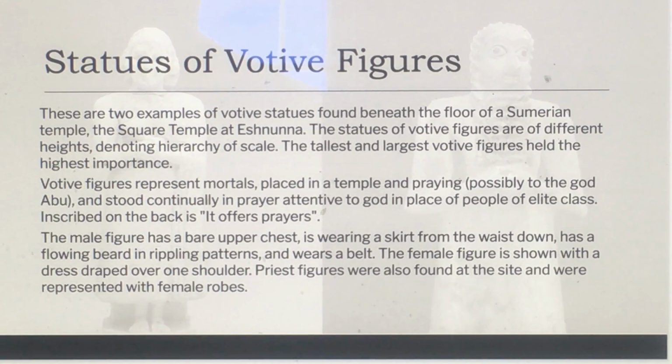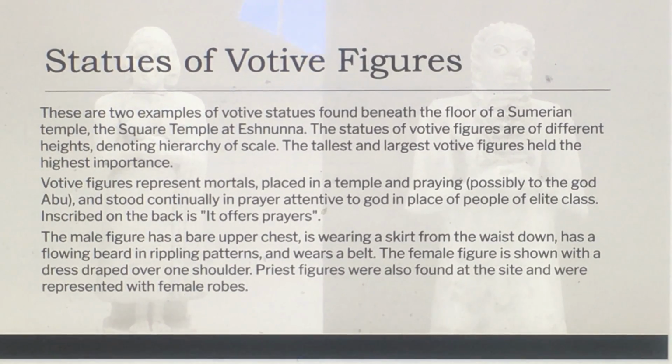The male figure has a bare upper chest, is wearing a skirt from the waist down, has a flowing beard in rippling patterns, and wears a belt. The female figure is shown with a dress draped over one shoulder. Priest figures were also found at the site and were represented with female robes.